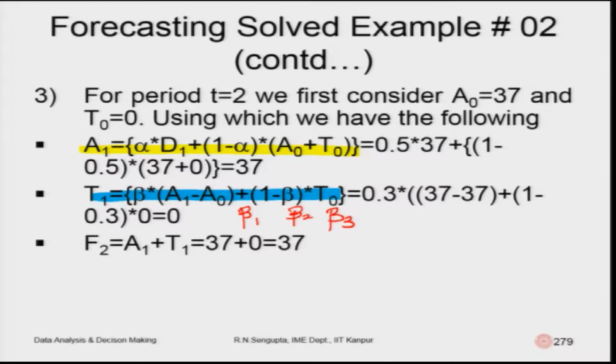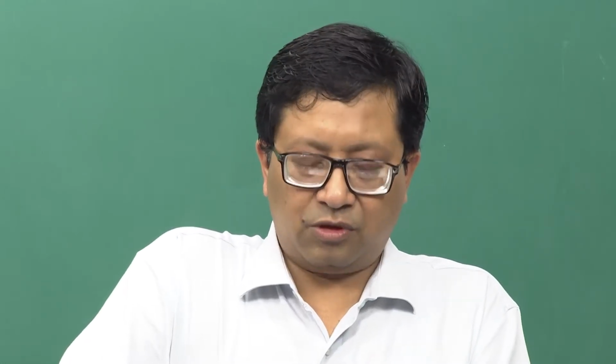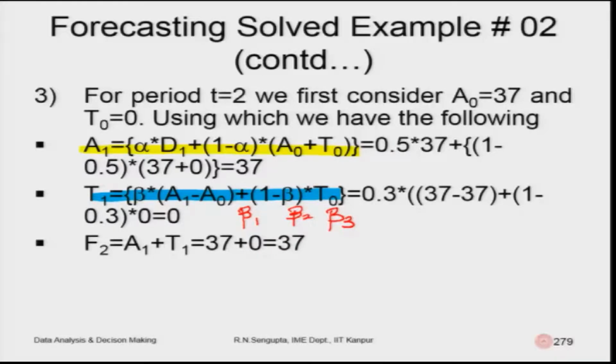Hence, the equation becomes 0.3 into the difference between a naught and a1, which is 0 because 37 minus 37 is 0, and 1 minus 0.3 is basically 70% or 0.7 into t naught, which you have already considered as 0. So, the value becomes 0. Initially t naught is 0, and t1 is also 0. Based on that we find out the forecasted value for time period 2, which would be the trend plus the fluctuation; it comes out to be 37 plus 0 equal to 37. I will come to the detailed tables within a few minutes.